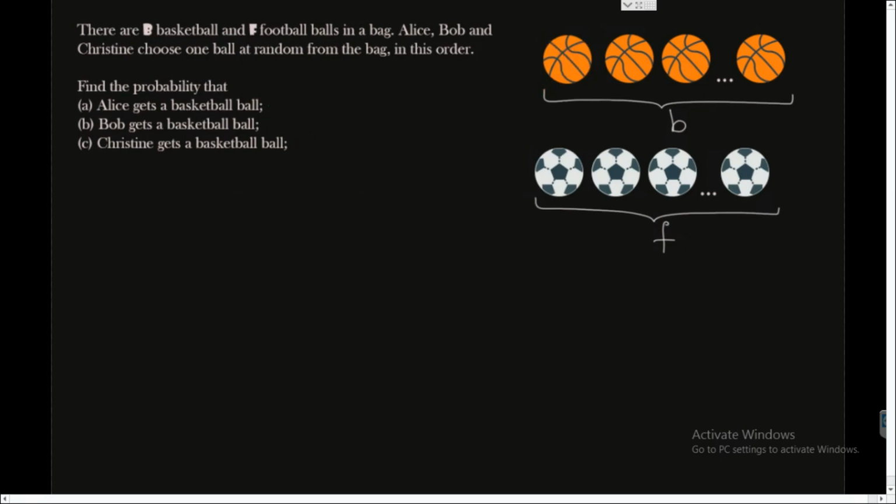It is easiest to find the probability for Alice that she will choose a basketball ball, as she makes her choice first and it doesn't depend on previous ones. So, the probability that Alice gets a basketball ball is B divided by B plus F, where B plus F is the sum of all balls in the bag. Now, let's find the probability for Bob.